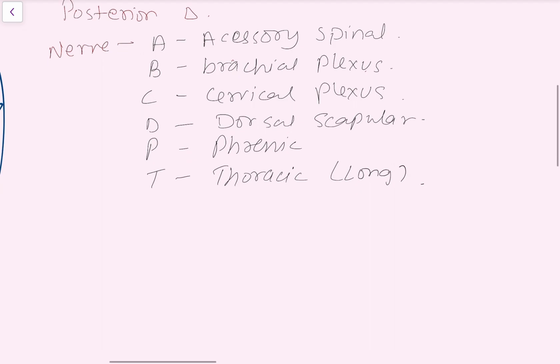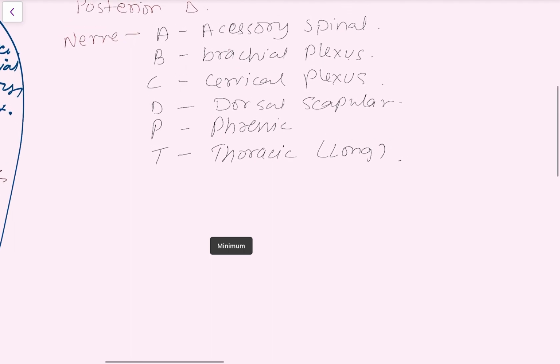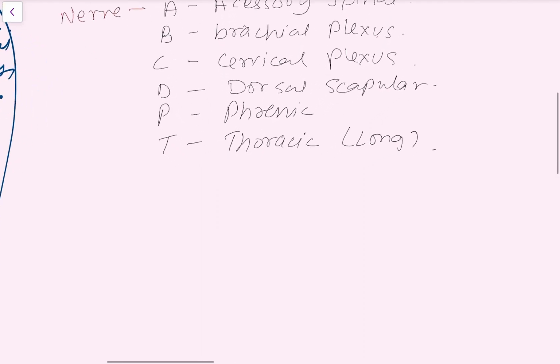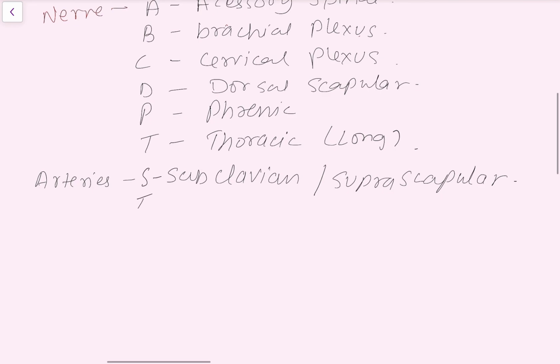So what are the nerves of the posterior triangle? A, B, C, D, P, T, right? After which, what are the arteries present? Three arteries: subclavian and suprascapular, right? And you have transverse cervical artery. A, B, C, D, P, T, S, T.